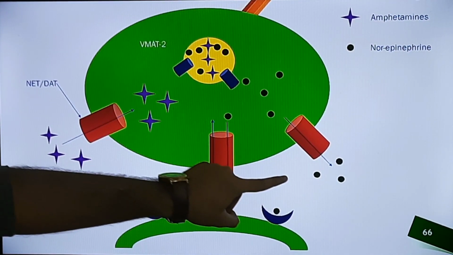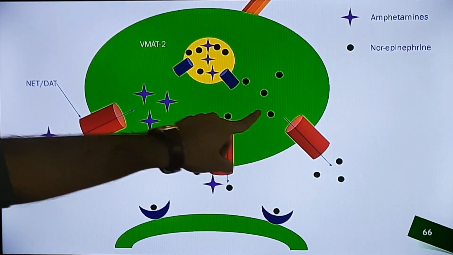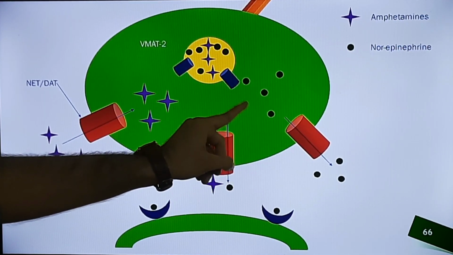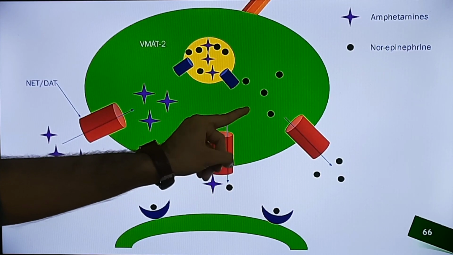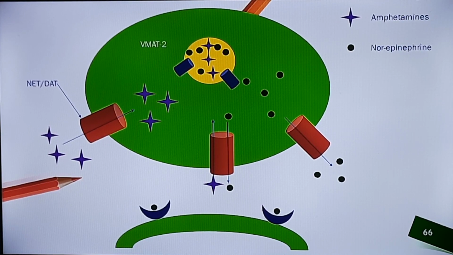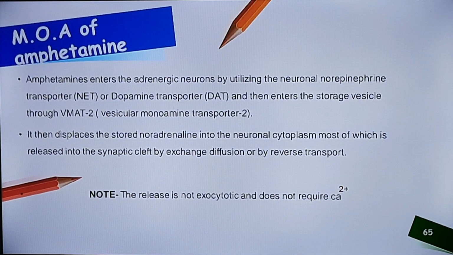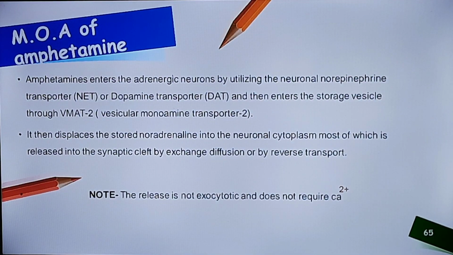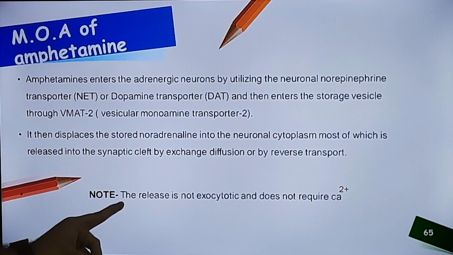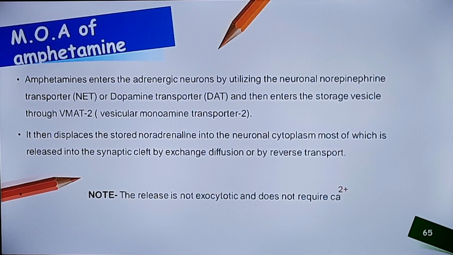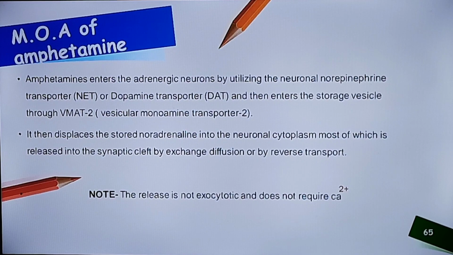Usually norepinephrine should go inside, but in this particular case norepinephrine is coming outside. That means उसका जो direction है that has been reversed, and this particular mechanism is known as reverse transport. Now और एक चीज, the release is not exocytotic and it does not require calcium ions.